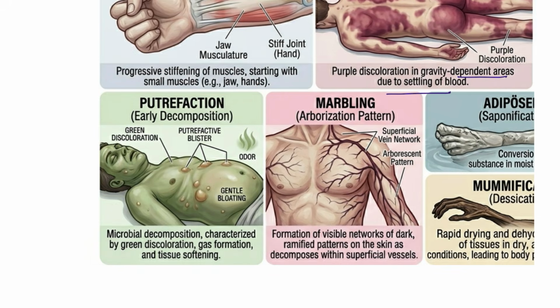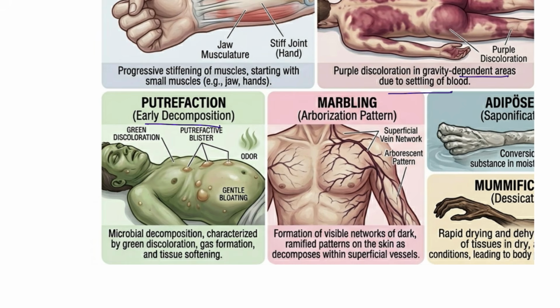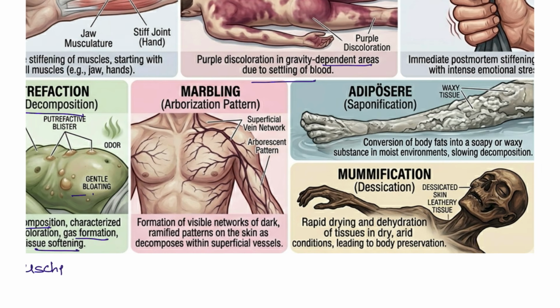Next, putrefaction is the early decomposition. This is due to microbes. And which microbe is involved? Clostridium welchii is the one involved. Color changes, gas formation, and tissue softening will be seen in the patient. Marbling is the arborization pattern; you are going to see marbling of the superficial veins. All this will be seen in this patient.